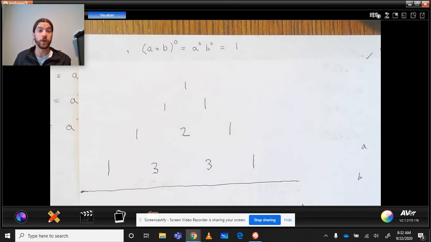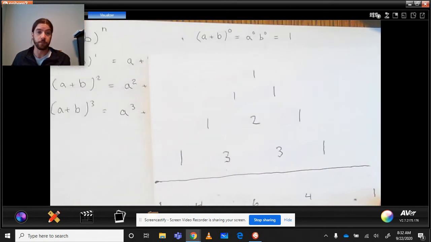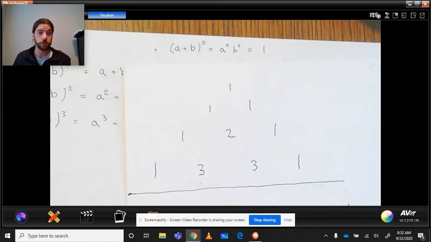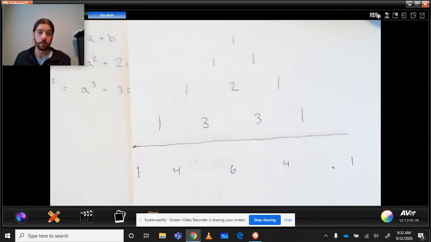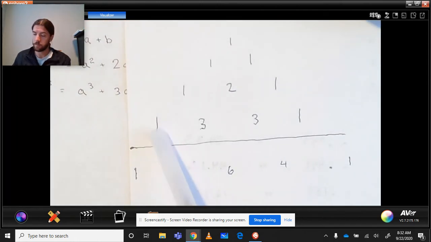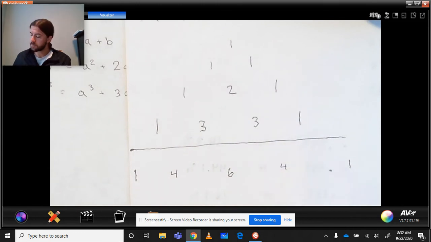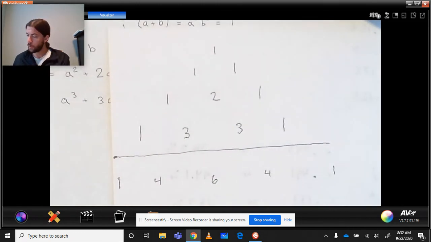Okay, so if we wanted to say what is a plus b to the 4th power, what are all the coefficients? If we continue this pattern, this is what we get. We get 1 and 3 make 4, 3 and 3 make 6, 3 and 1 make 4. Okay, so let's check to see if that's actually what we get.